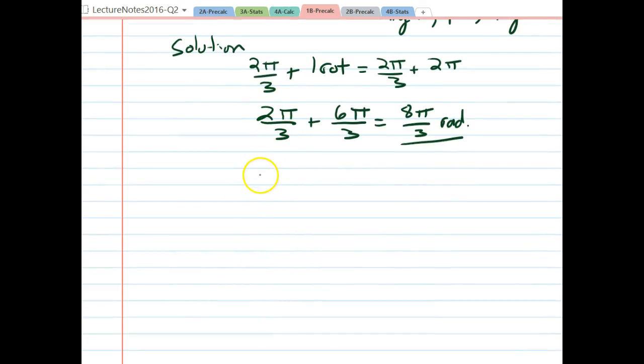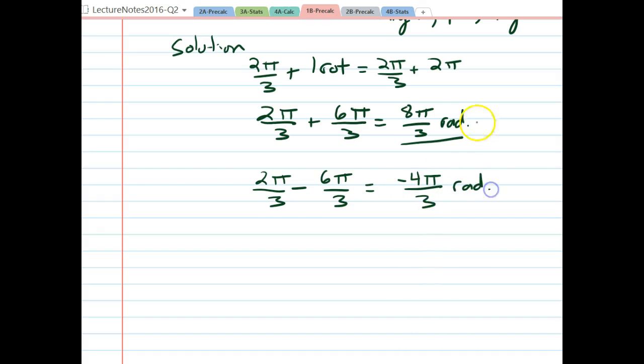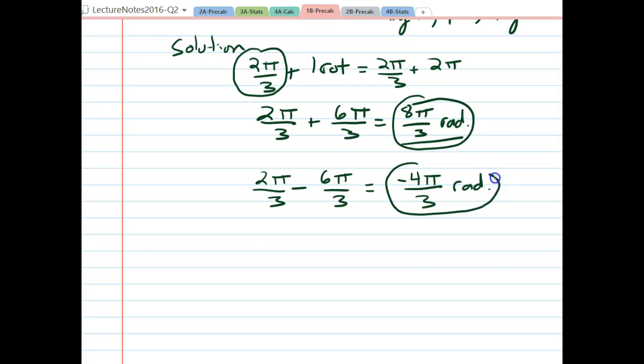If I subtract 2 pi, so now I'm going to have 2 pi over 3, I'm going to subtract 2 pi, or take away 6 pi over 3. I then get negative 4 pi over 3. So those are my three coterminal angles. I have 2 pi over 3, 8 pi over 3, and then negative 4 pi over 3. Those are all coterminal angles.